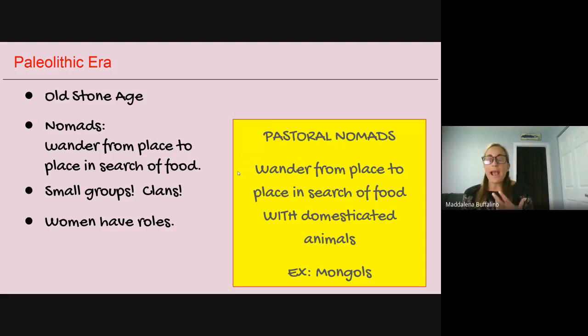So in a nomadic society, women actually had roles. So women actually would gather berries. The men would go hunt, and women would gather berries with the children. So women actually had a more powerful role in the Paleolithic era versus the Neolithic era.